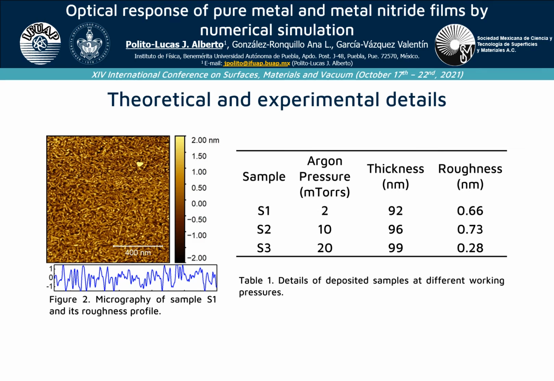For the experimental part, niobium thin films were deposited by DC magnetron sputtering at different working pressures. Thickness and roughness were estimated by AFM measurements. The roughness found in the samples was less than 1 nanometer, so they can be considered smooth films.